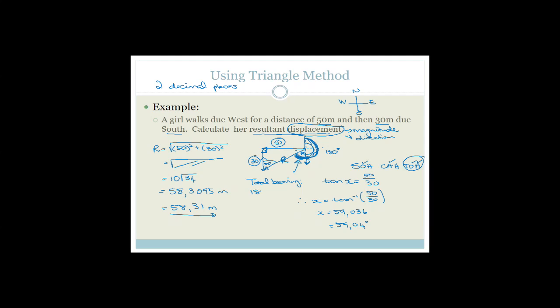is 180 degrees plus 59.04, which is 239.04. So my final answer would be 58.31 meters on a bearing of 239.04 degrees.